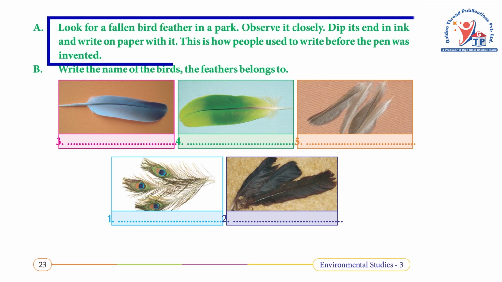Activity: Look for a fallen bird feather in a park. Observe it closely. Dip its end in ink and write on paper with it. This is how people used to write before the pen was invented. Answer: do it yourself.